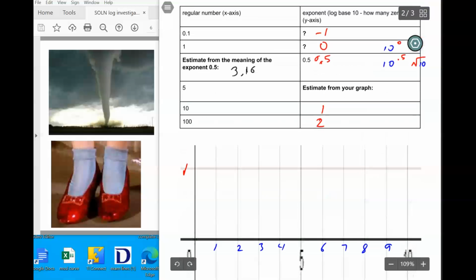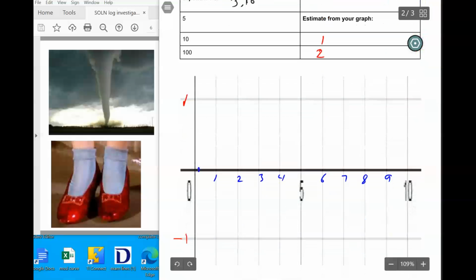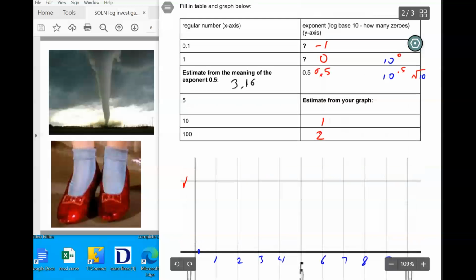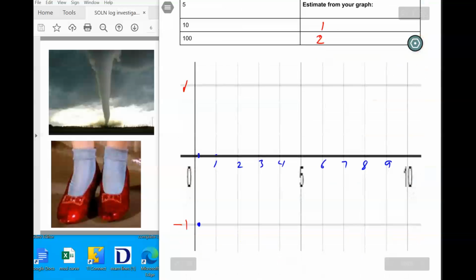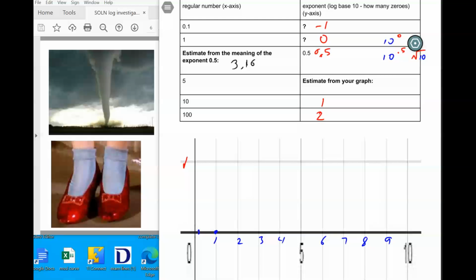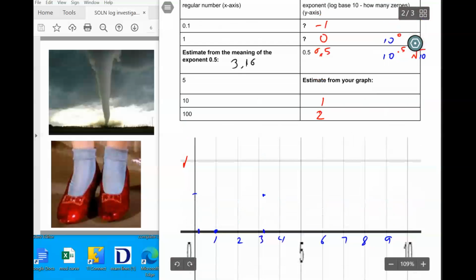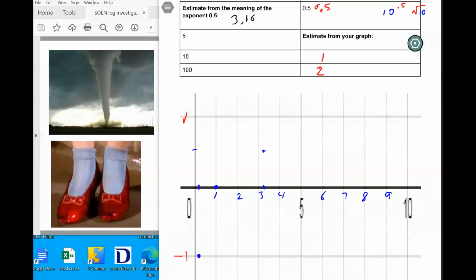The first point is 0.1 comma negative 1. So 0.1 comma negative 1 would be there, right? Next number is 1 comma 0. That would be right there. The next one would be 3.16 comma 0.5. 3.16 comma 0.5 would be about there, right? And 10 comma 1. And 100 comma 2 is way off to the right.